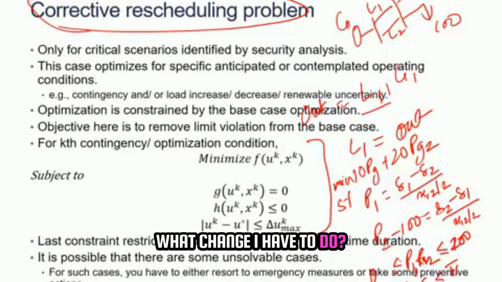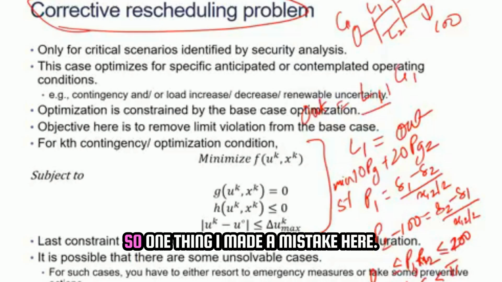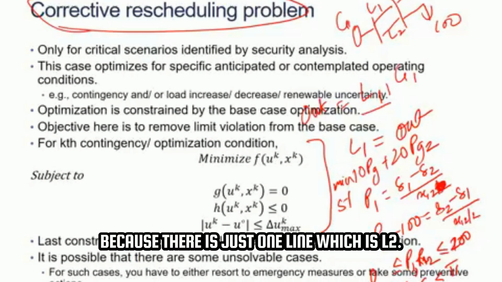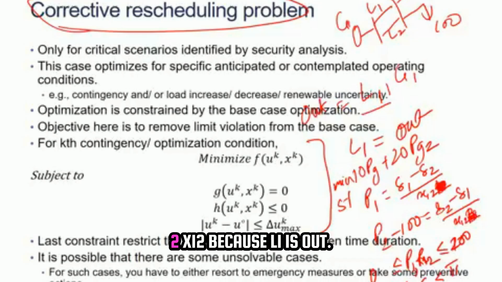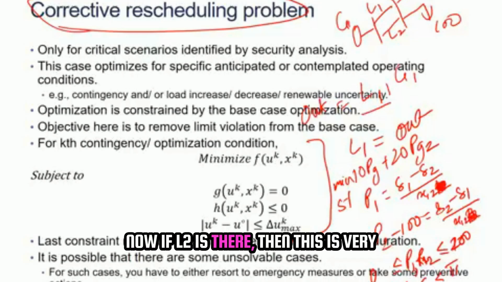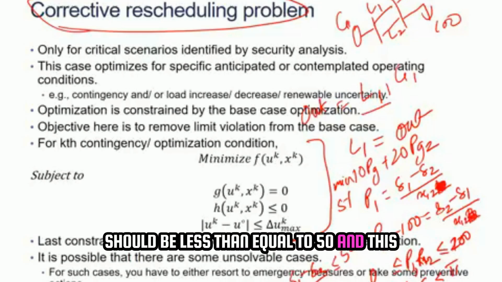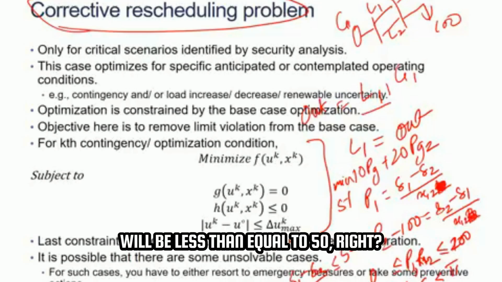What change do I have to do? One thing, I made a mistake here because L1 is out. This will not be here, right? Because there's just one line which is L2. So you have to write just x12, because L1 is out. Now, if L2 is there, then this is very simple: delta 1 minus delta 2 by x12 should be less than or equal to 50.